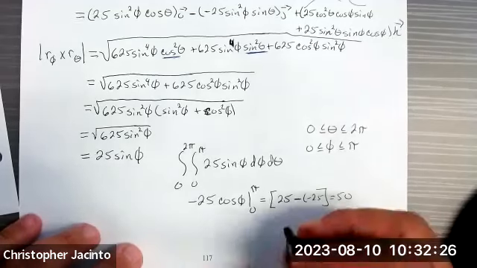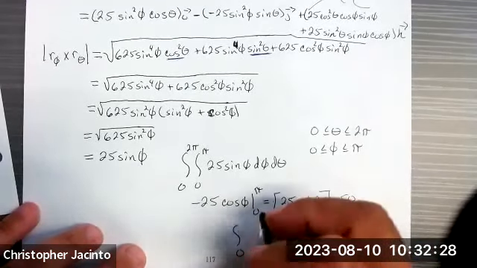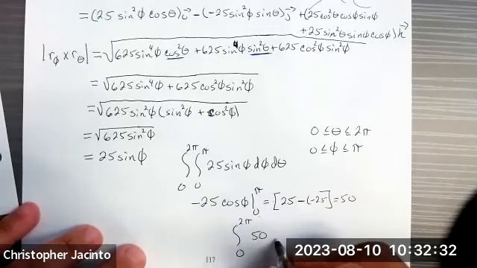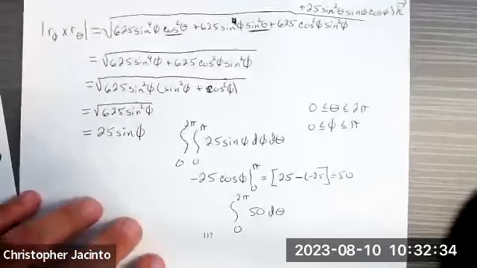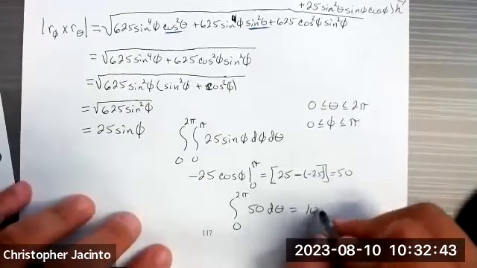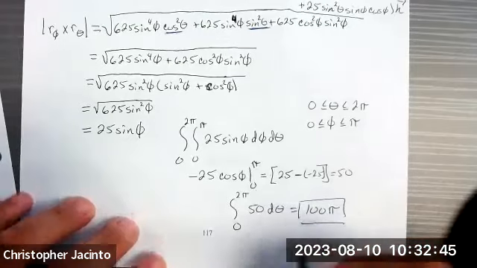Cool. So now it's going to be the integral from 0 to 2 pi of 50 d theta. Now would you look at that? That's just 100 pi. There we go.